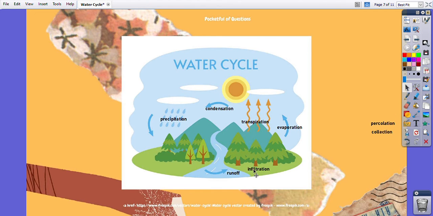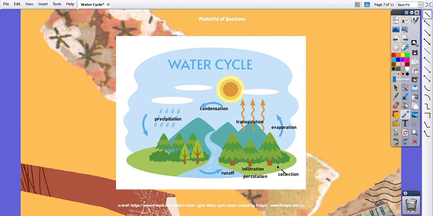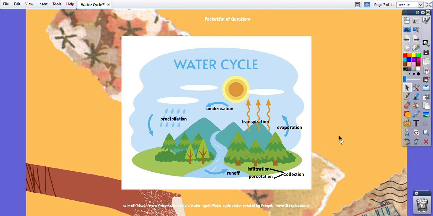Then after runoff, infiltration and percolation take place, and altogether these both are called collection. The water that is collected, here you can see, eventually joins the underground water reserves. And again, evaporation and transpiration happen, and condensation, precipitation, runoff, infiltration, percolation and collection. So this water cycle keeps on working and keeps on providing us with fresh water.